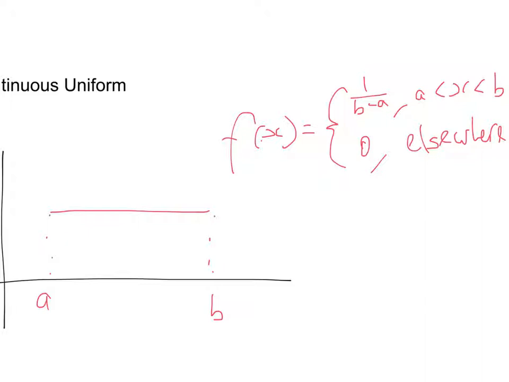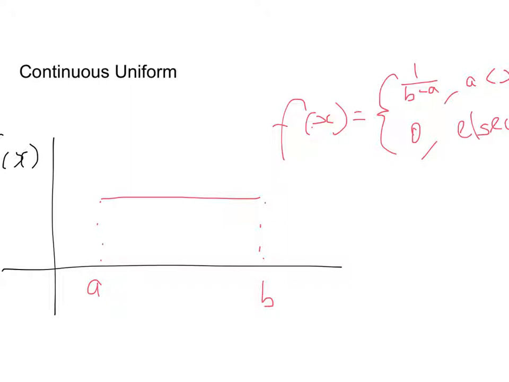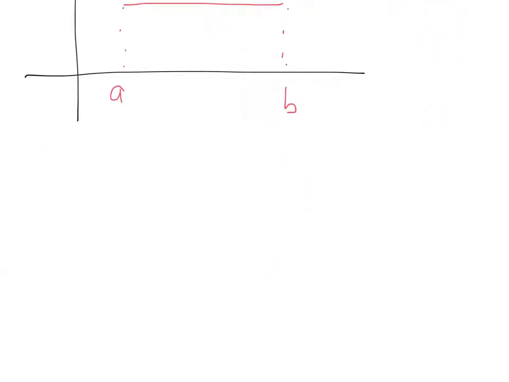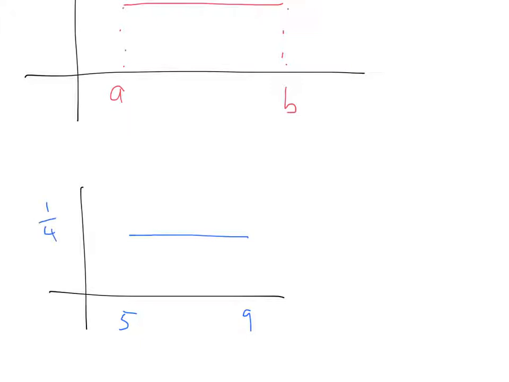So there is no probability of it being anything else, and it's an even chance at any point in between there, or any range. And the way it works when we do it is with continuous data, you never have a single point. What we have is a range. So for example, if we had a continuous graph that looked like this, five and 9, well then our height here, our f of x, would be 1/4.